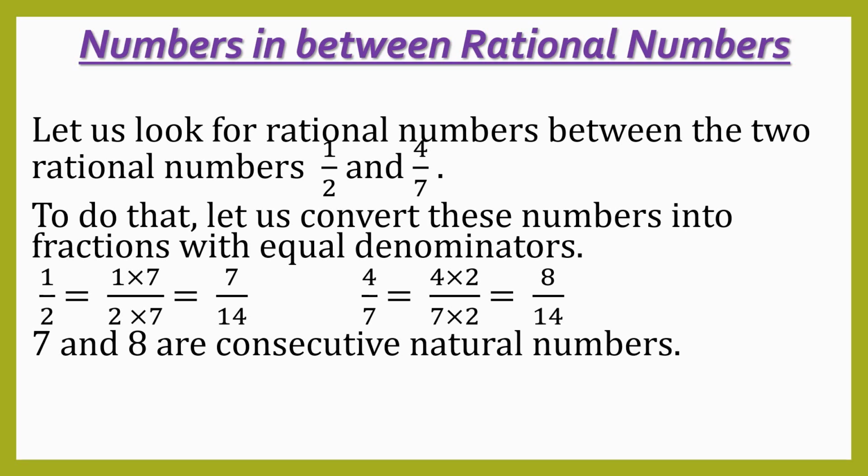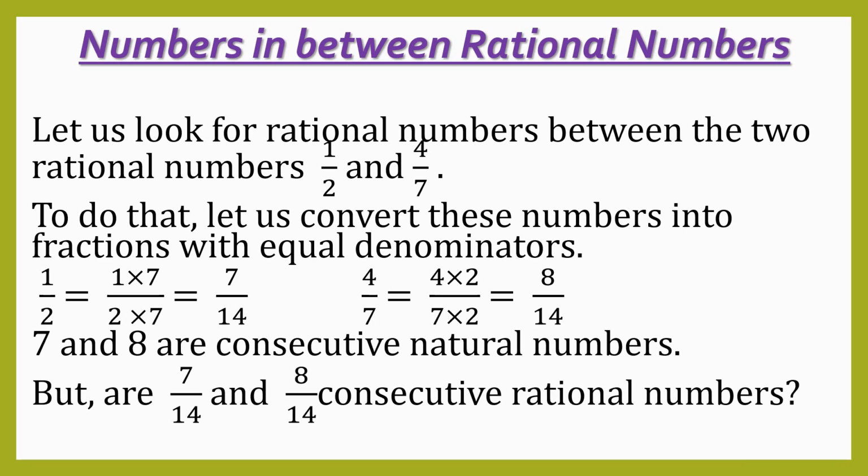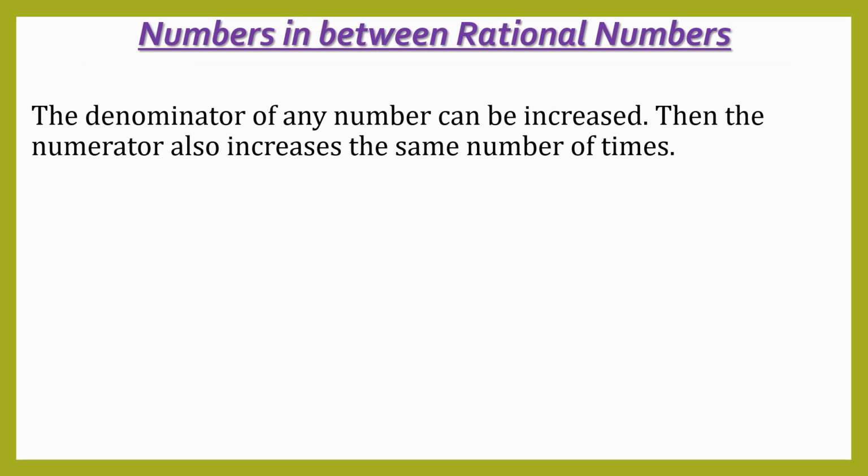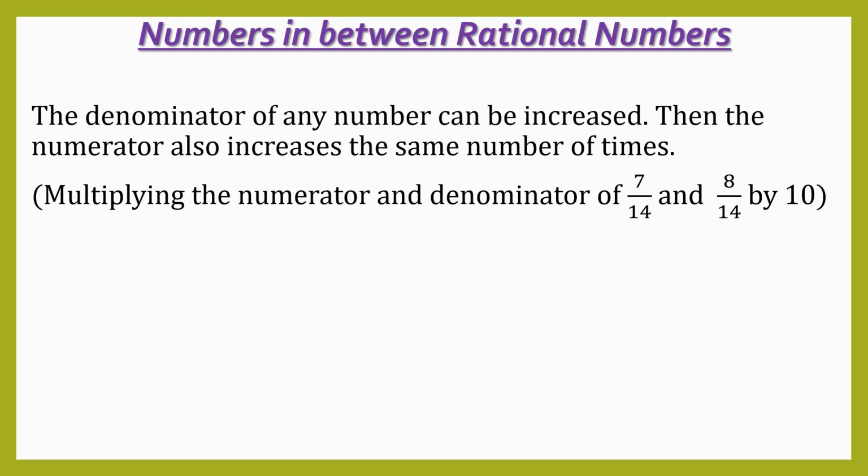Now we know that 7 and 8 are consecutive natural numbers. Consecutive natural numbers means that after 7, immediately the number which comes is 8. But are 7 upon 14 and 8 upon 14 consecutive rational numbers? The denominator of any number can be increased, and then the numerator also increases the same number of times. Now let us multiply the numerator and denominator of 7 upon 14 and 8 upon 14 by 10.